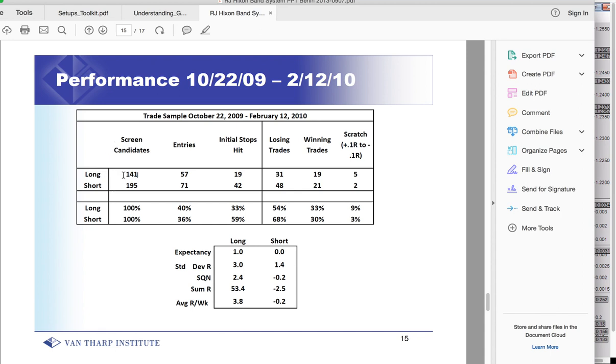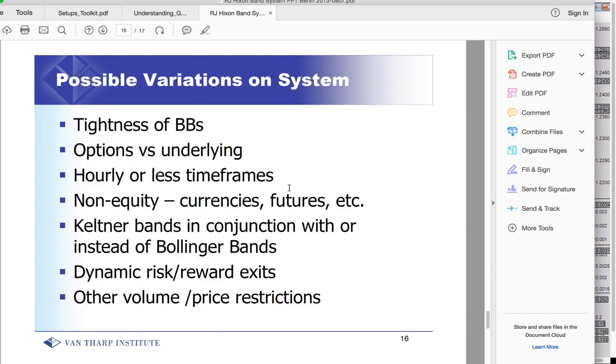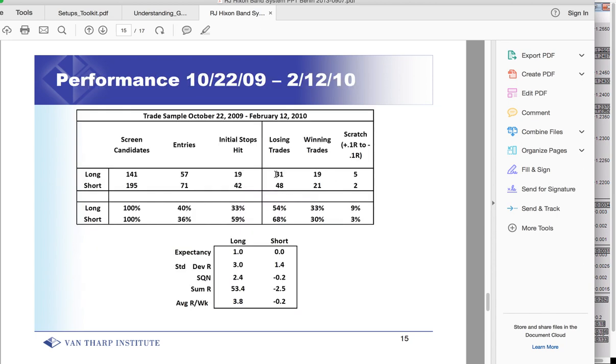So my friend has taken 141 long trades and 195 short trades. Candidates in his universe. He's got 57 long entries and 71 short entries in a year. He has 31 losing trades and 19 winning trades long, and 48 losing trades, 21 winning trades short. So on the whole of it, he's looking at 33% winning trades on the long side and 30% on the short side.